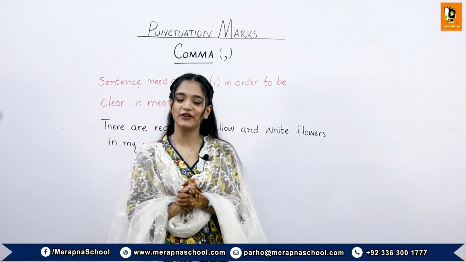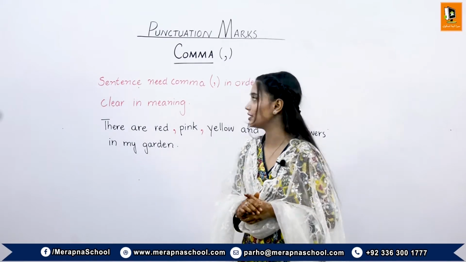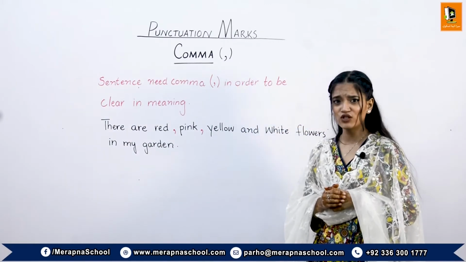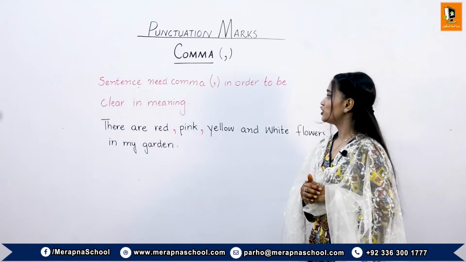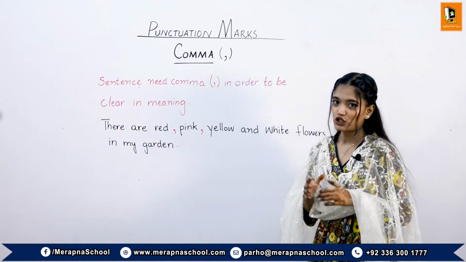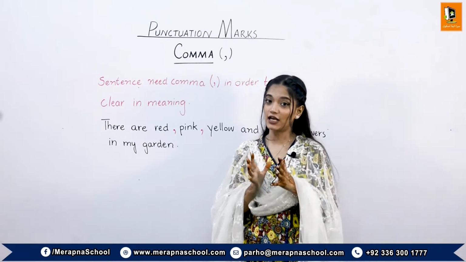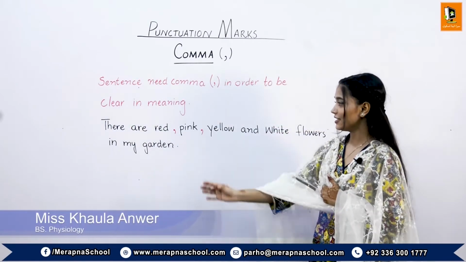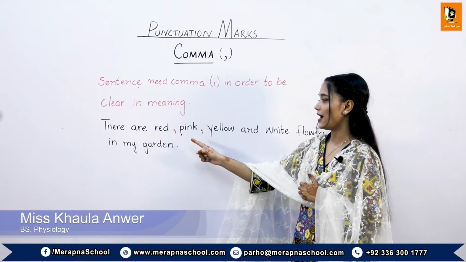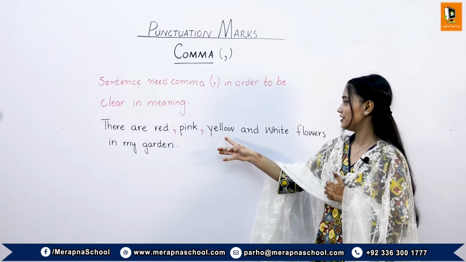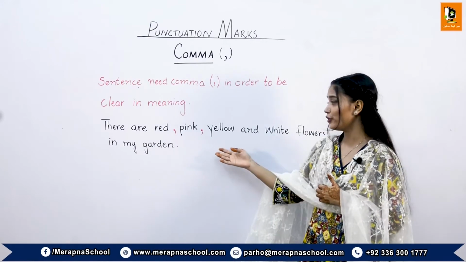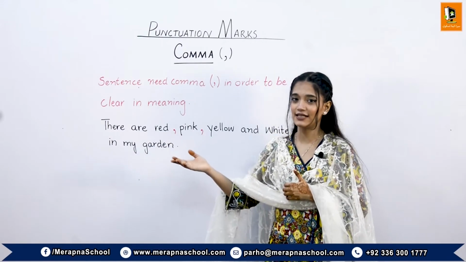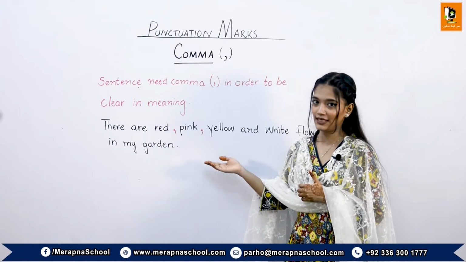Now, students, we are going to start the next punctuation mark, which is a comma. Why do we use a comma in the sentence? Sentences need commas in order to be clear in meaning. To clear a sentence, we need a comma. Like in this sentence, there are red, pink, yellow and white flowers in my garden. If you don't put commas in this sentence, it would not be clear in meaning.